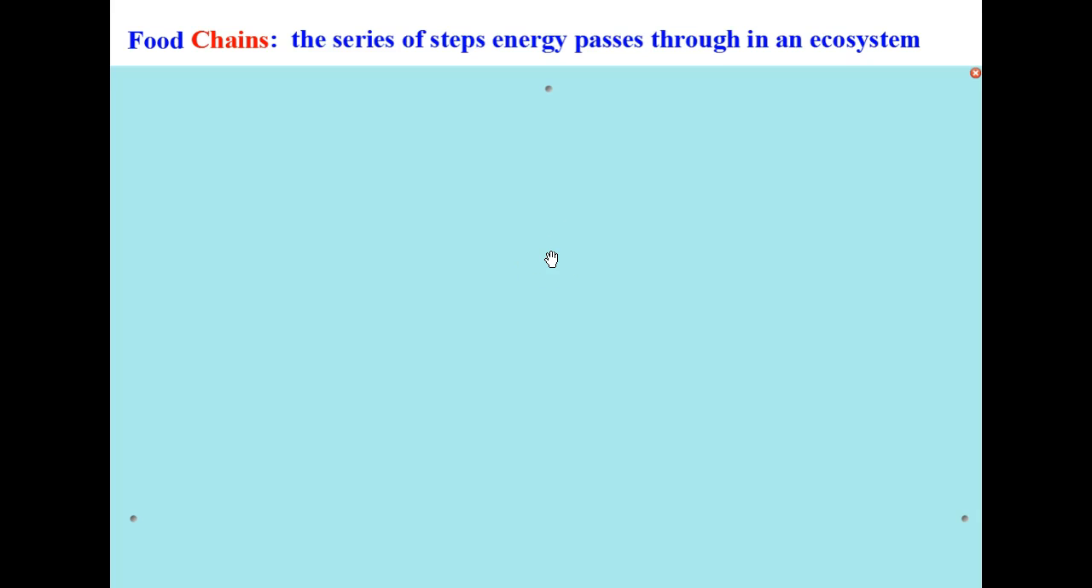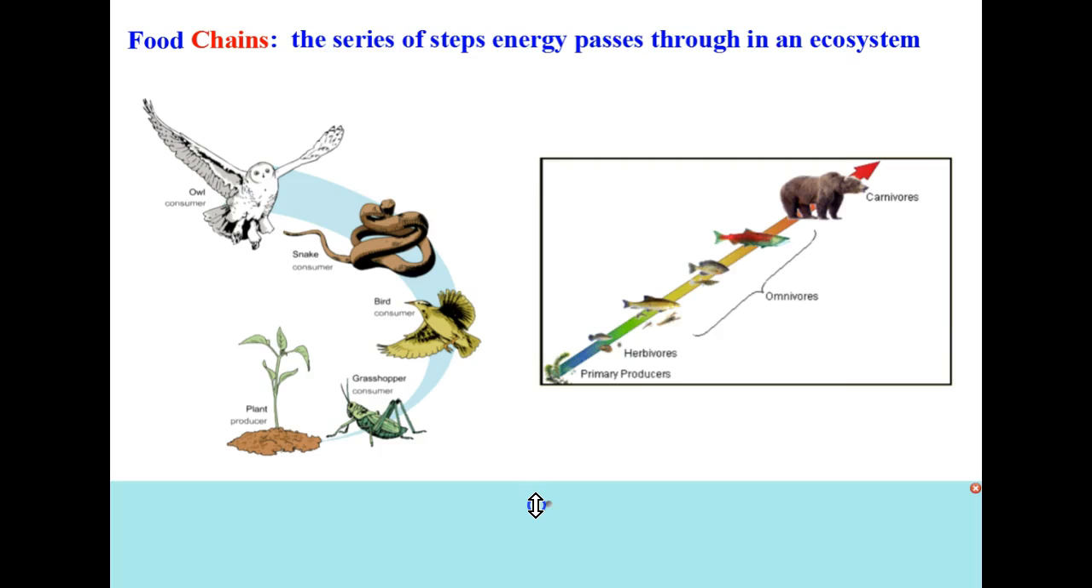Next, we're going to take a look at food chains and food webs. Food chains show the series of steps that energy passes through in an ecosystem. A couple examples of food chains are shown here in the diagram. Let's look at the one on the left.